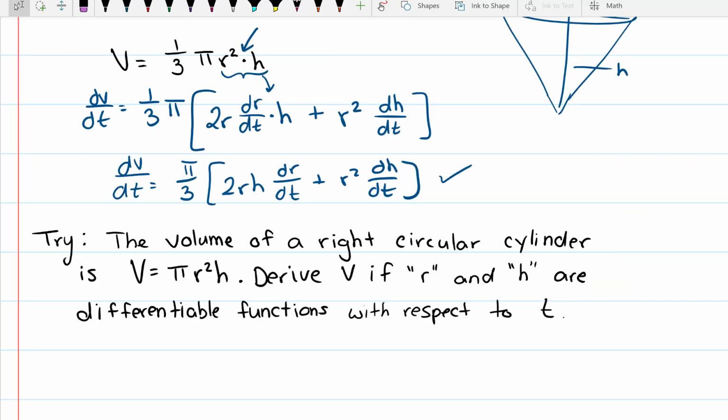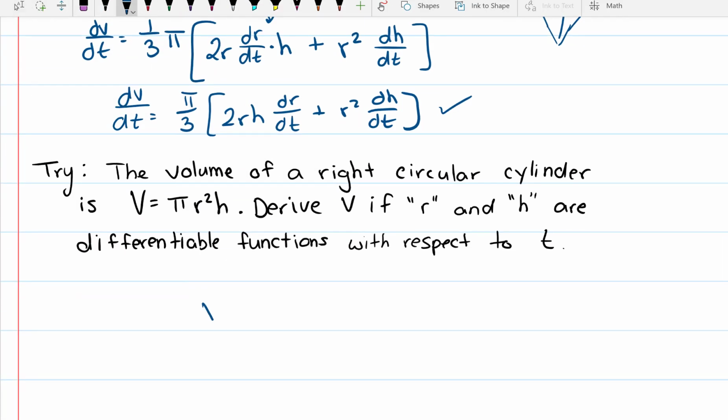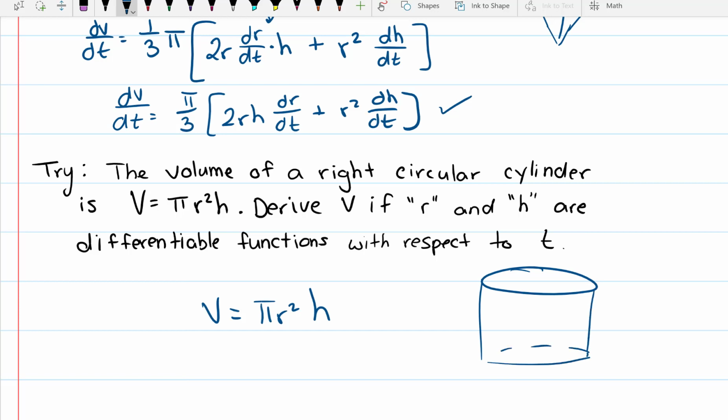Now in the last example, I want you to try to find the volume of a right cylinder. And I want you to derive the volume if r and h are differentiable functions. So go ahead right now, pause the video, and try that out. Alright, let's see if we did it. So volume is equal to pi r squared h. If you didn't know that, that's because here's the cylinder. So the volume is the area of the top piece, which is pi r squared, times the height.